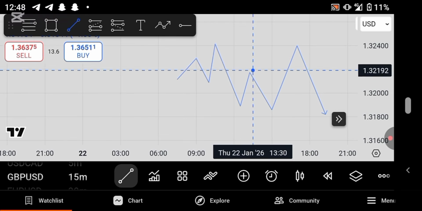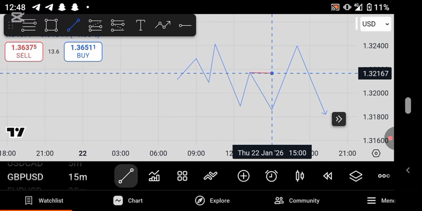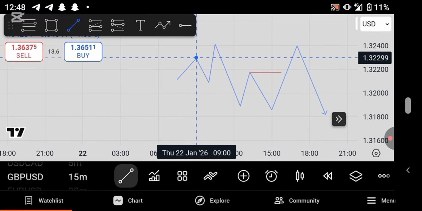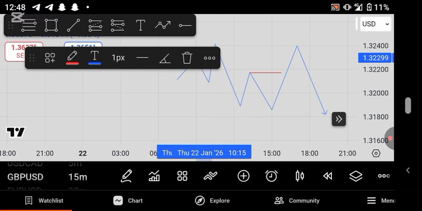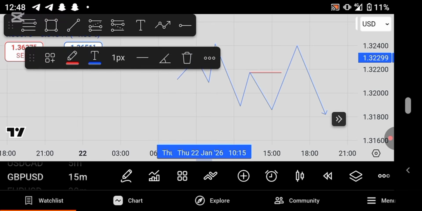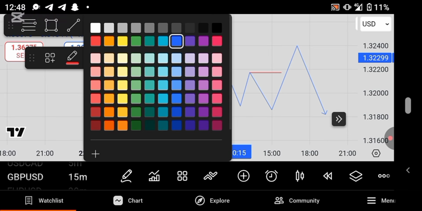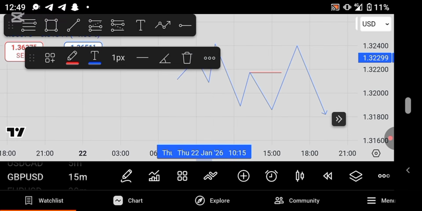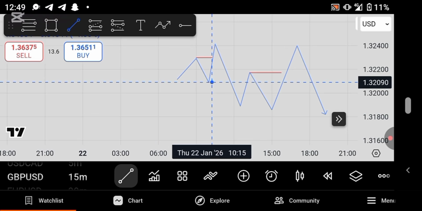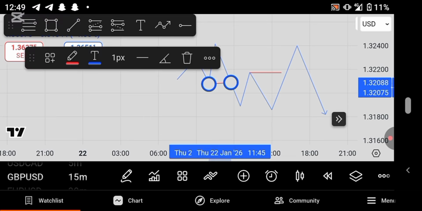First, it has liquidity resting below it. Secondly, it swept liquidity. Let me just type it. Text. Secondly, it swept liquidity, and thirdly, it broke structure. It has a BOS, break of structure.